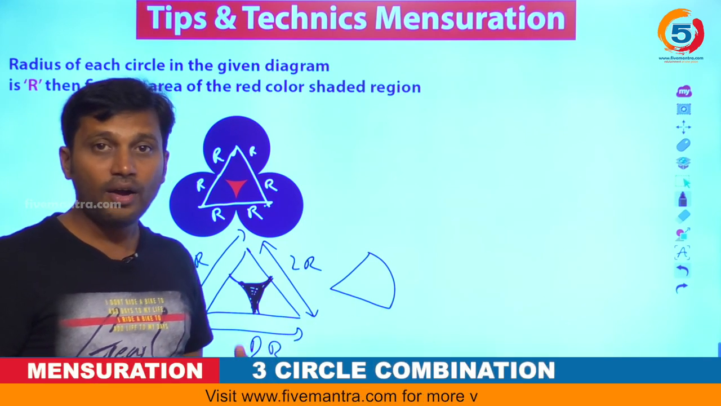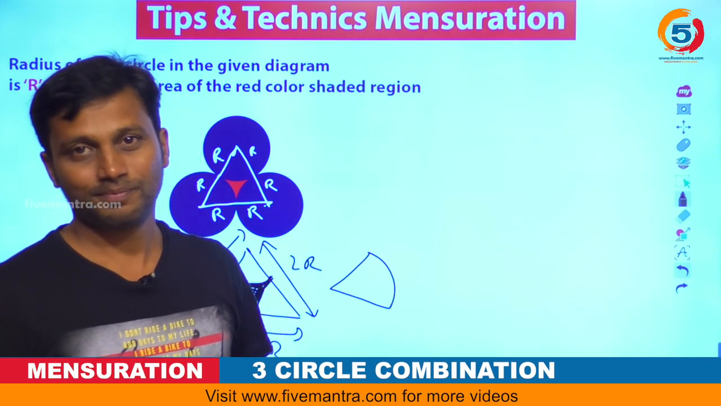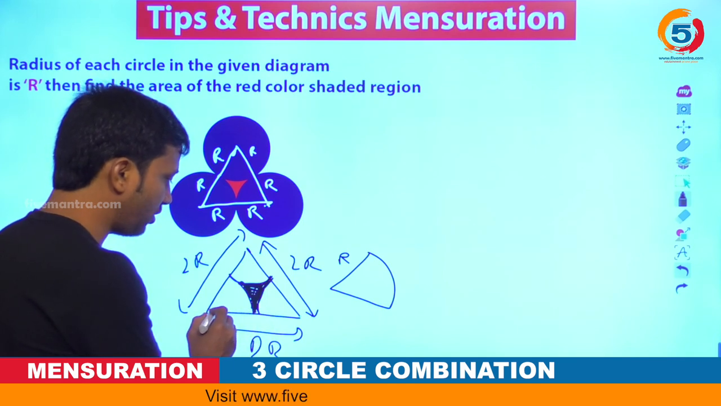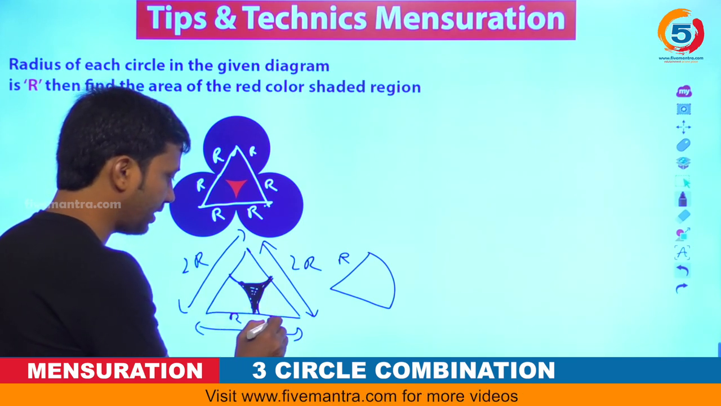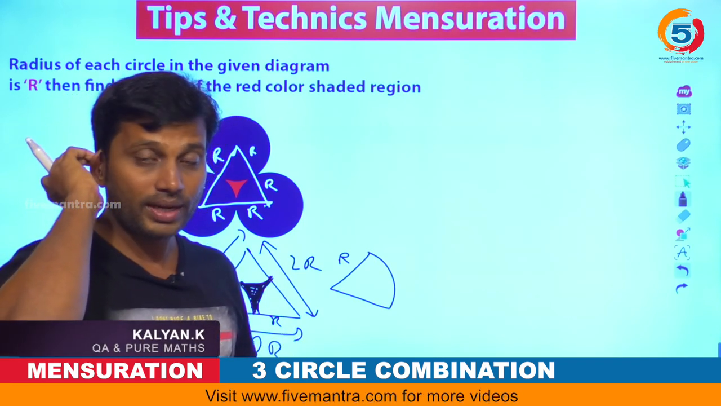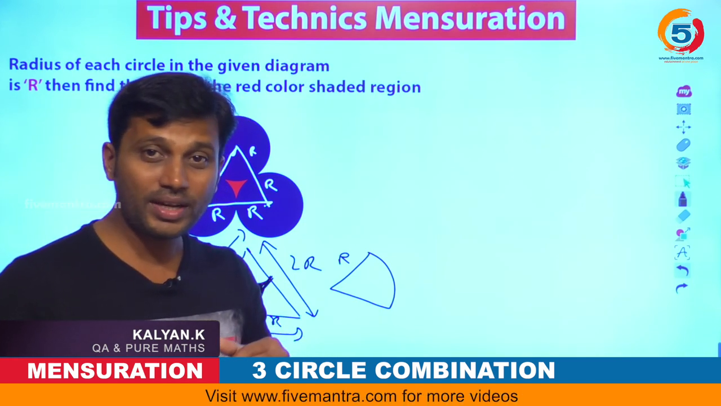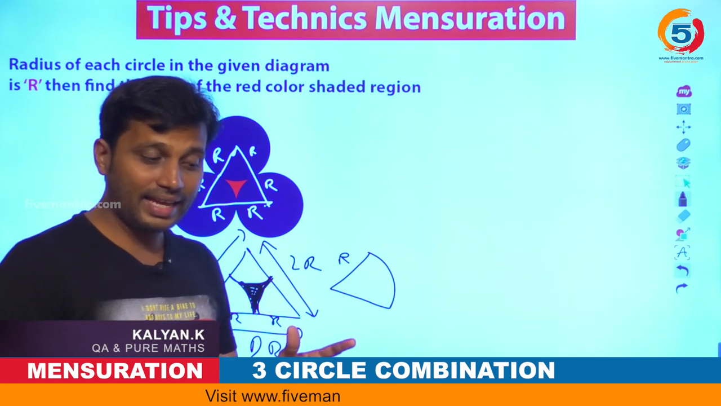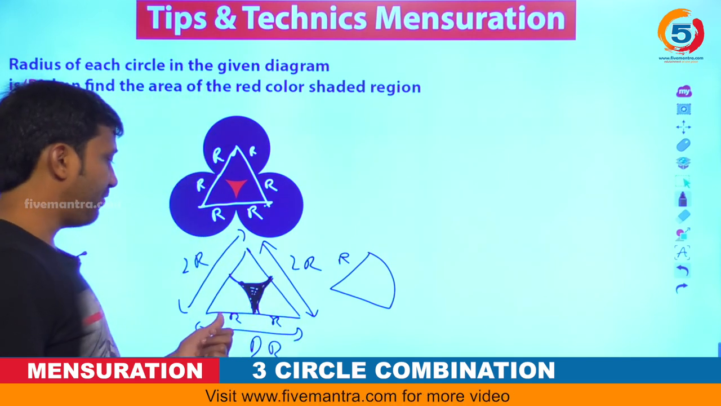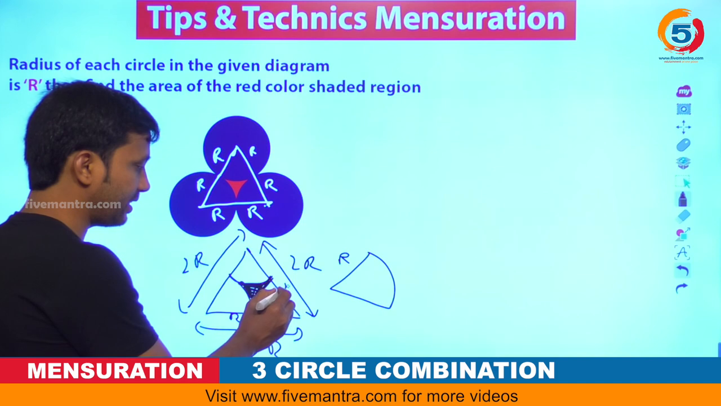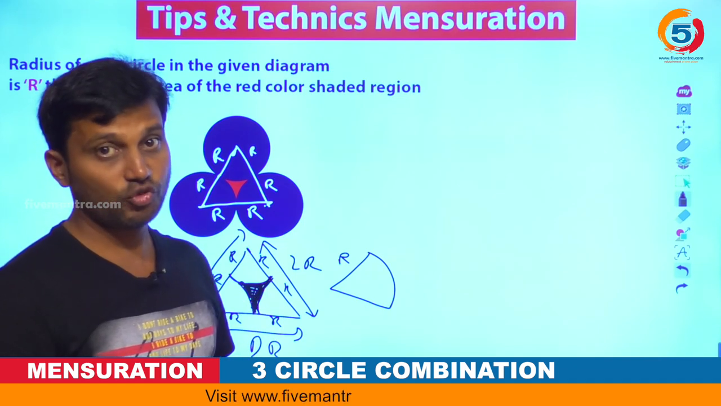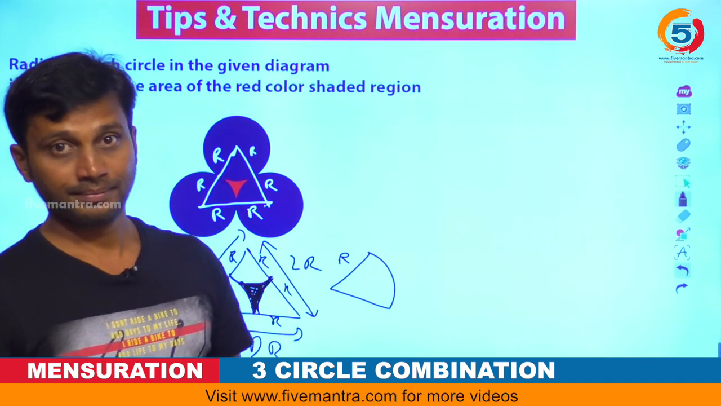To find out the sector area, what measurements are required? Tell me, is this a radius or not? See, this is a radius, na? Okay, this is a radius. So this is 2R. Now, what measurements are required to find the area of a sector? One is the sector angle. Another one is the sector radius. When angle and radius are given, we can find the area of the sector. Now we have radius R for each sector. So the radius is given, and we have to get the angle.